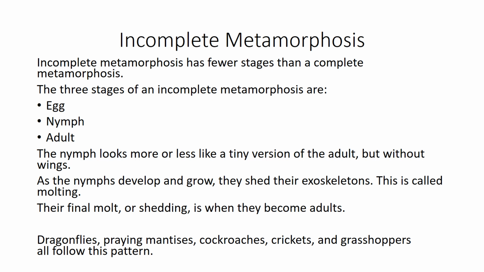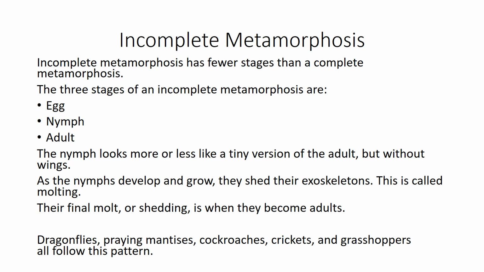Incomplete metamorphosis. Incomplete metamorphosis has fewer stages than a complete metamorphosis. The three stages of an incomplete metamorphosis are egg, nymph, adult. The nymph looks more or less like a tiny version of the adult, but without wings.